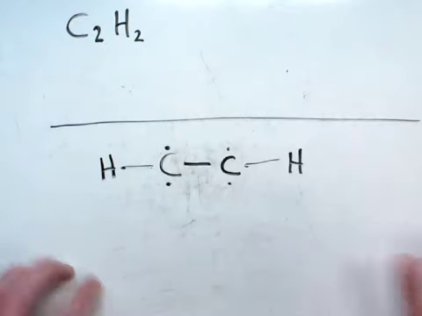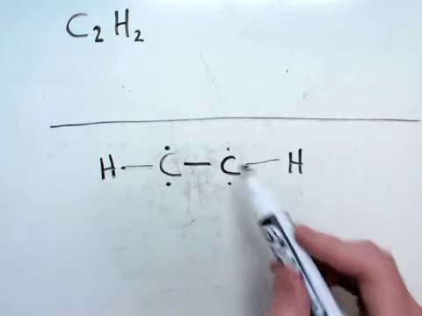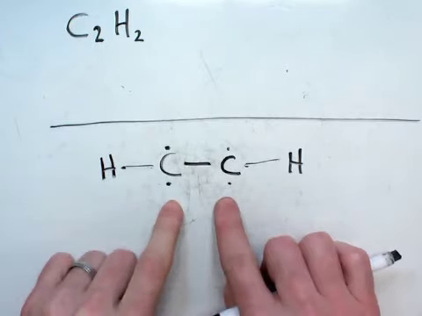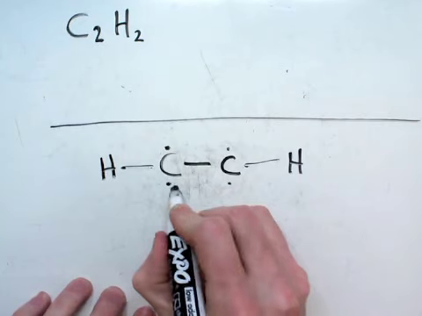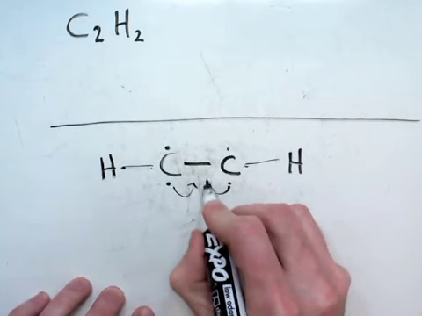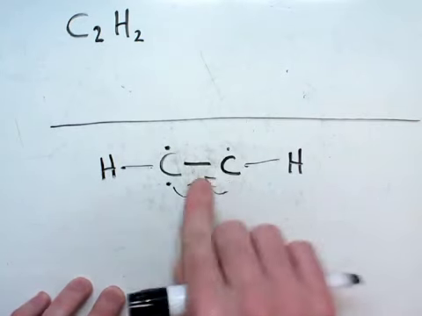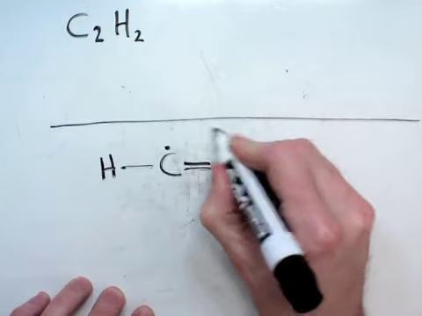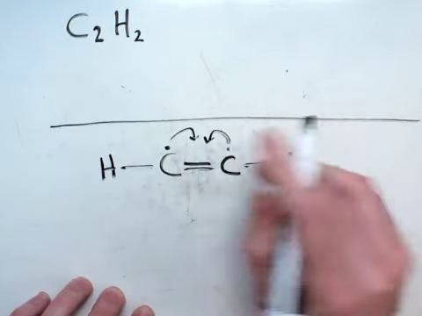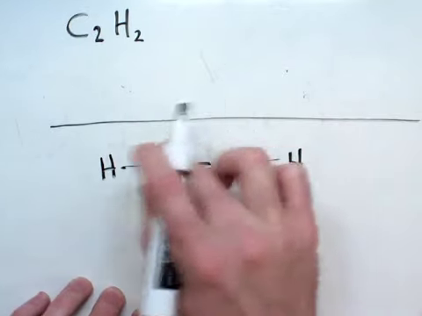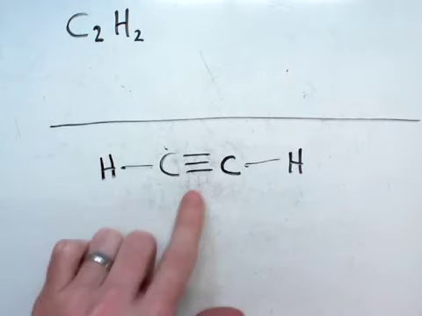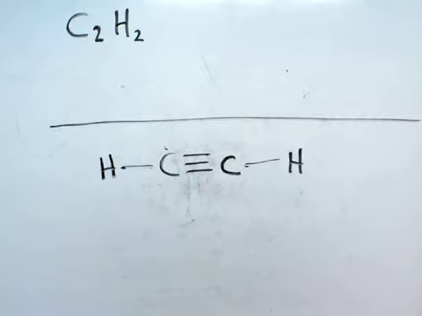Let's look at what we have left. We still have 1, 2, 3, 4 sticky sides. But the nice thing is we can show these coming in to make another bond. That would make that bond, and then these can come in. So you'd end up with this molecule right here, and that shows a triple bond between the carbons.